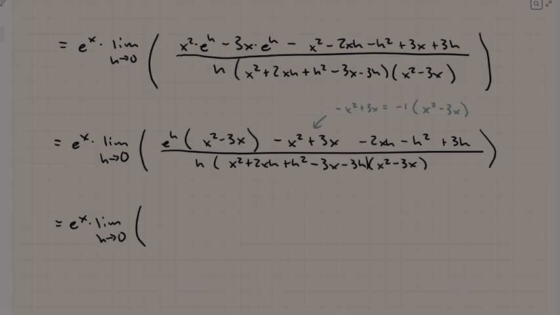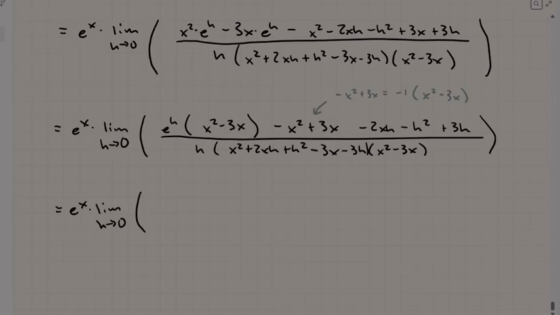So now we've got e to the x times the limit as h goes to 0. Now, notice if we do that, we can write this in terms of x squared minus 3x. That means we can factor it out of this as well. So we've got x squared minus 3x times e to the h minus 1. Okay, and then that stuff is still there on the side: minus 2xh minus h squared plus 3h.